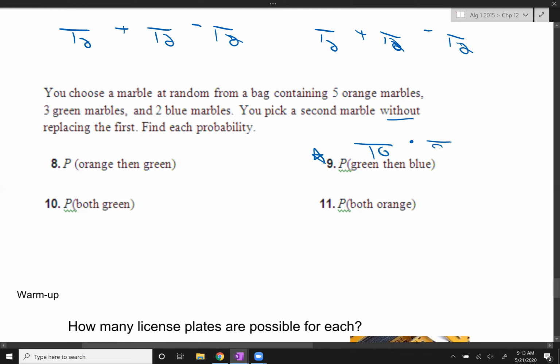I gotta make sure I read the problem too. So we'll get you set up here. So green and then blue, figure those out. And then the very last one, orange, both orange. So again, make sure we lower that denominator because we are not replacing the first one. All right, we'll check out your answers, look for feedback, and we should be in good shape.